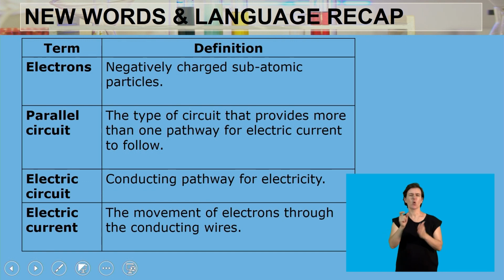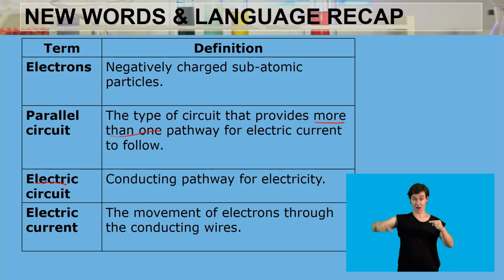We used words such as electrons, parallel circuit, electric circuit, and electric current, whereby electrons are negatively charged subatomic particles, and a parallel circuit is a type of circuit that provides more than one pathway, remember, emphasis here, more than one pathway for electric current to flow. We also looked at the electric circuit, that's the conducting pathway for electricity, and the electric current, that's the movement of electrons through the conducting wires.